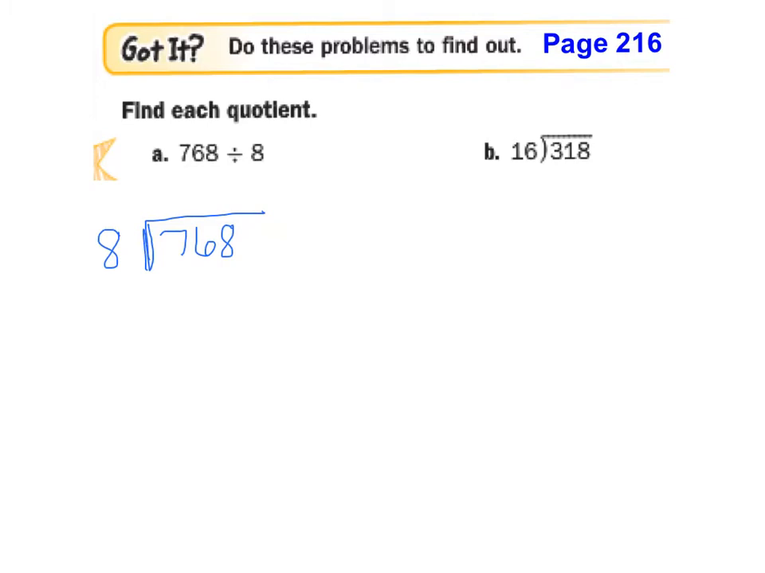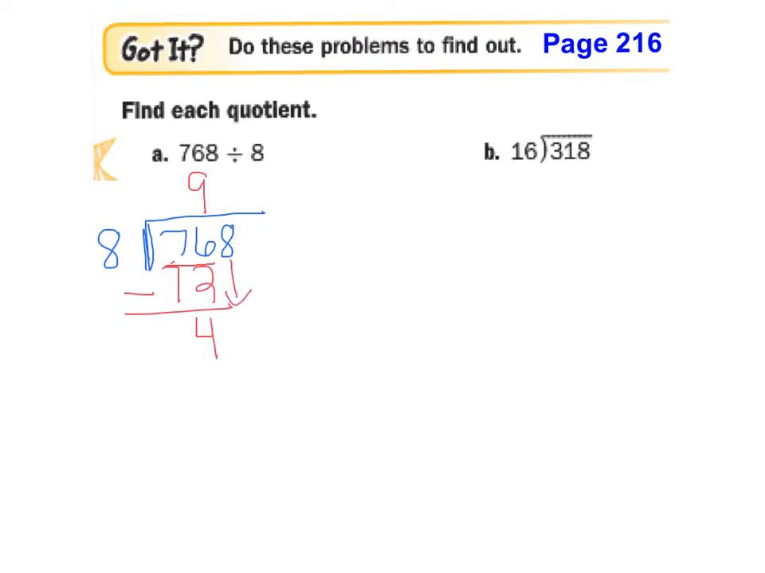Now I have to go through those steps. Divide, multiply, subtract, bring down. So first I'm going to check to see, does 8 fit into 7? No. So now I move to 2 digits. Does 8 fit into 76? And the answer is yes. 8 fits into 76 9 times. 9, now I'm going to multiply. 9 times 8 is 72. Subtract, 6 minus 2 is 4.